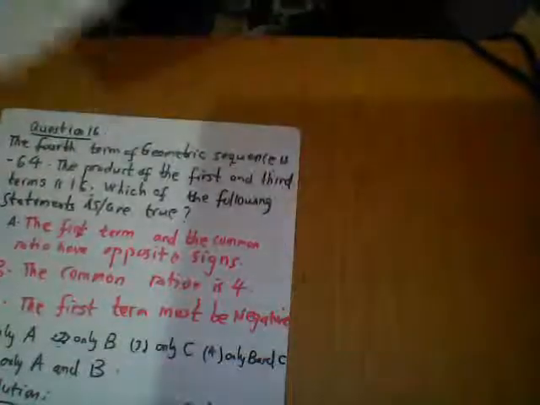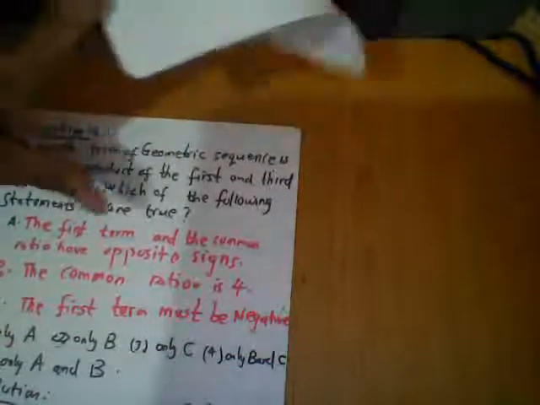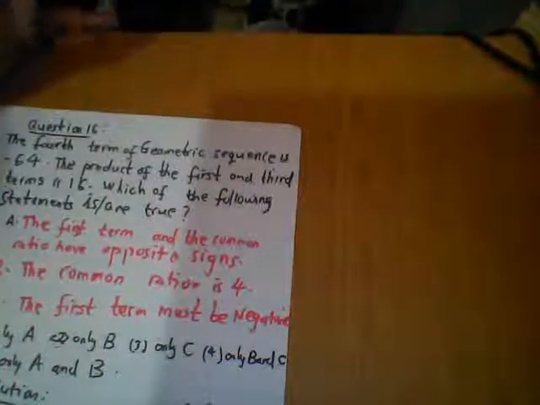So now this common ratio and A must have different signs, because they say here the first term and the common ratio have the opposite sign. Yes, it's true. You know why? Common ratio equal to negative 4 times A, but we don't know A. Did it say A is possibly negative? So the first term and the common ratio have opposite signs. It could be, but let's just wait for it.